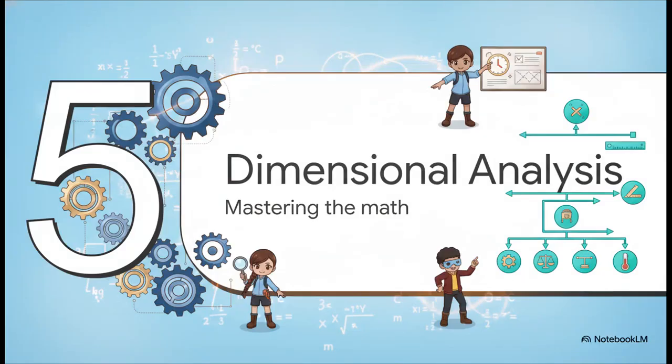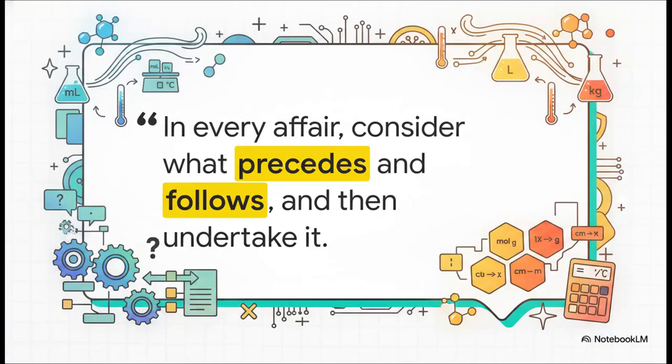And finally, let's dive into Part 5, Mastering Dimensional Analysis. The ancient Greek philosopher Epictetus once gave this great piece of advice. He said, "In every affair, consider what precedes and follows, and then undertake it." In chemistry, this ancient wisdom perfectly captures the exact mindset you need for unit analysis. You never, ever just start crunching numbers blindly into a calculator. No way. You have to meticulously plan your path, looking at the units you currently have and the units you ultimately want before you undertake a single calculation.